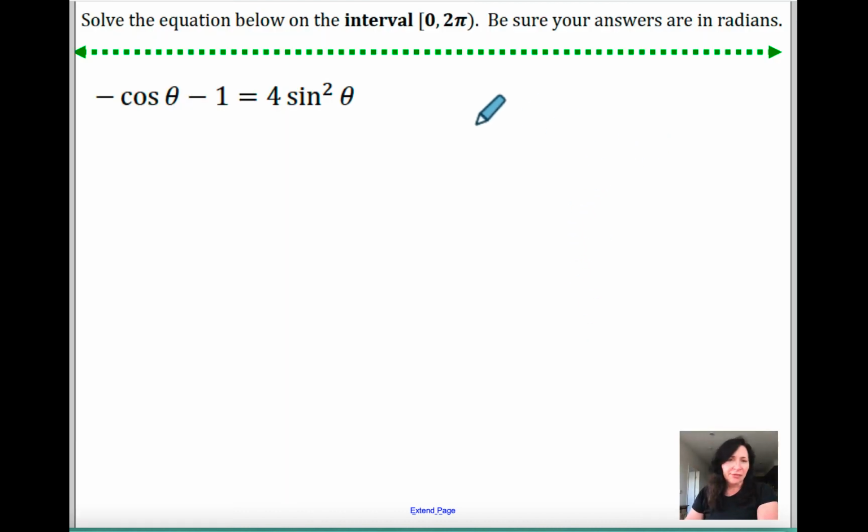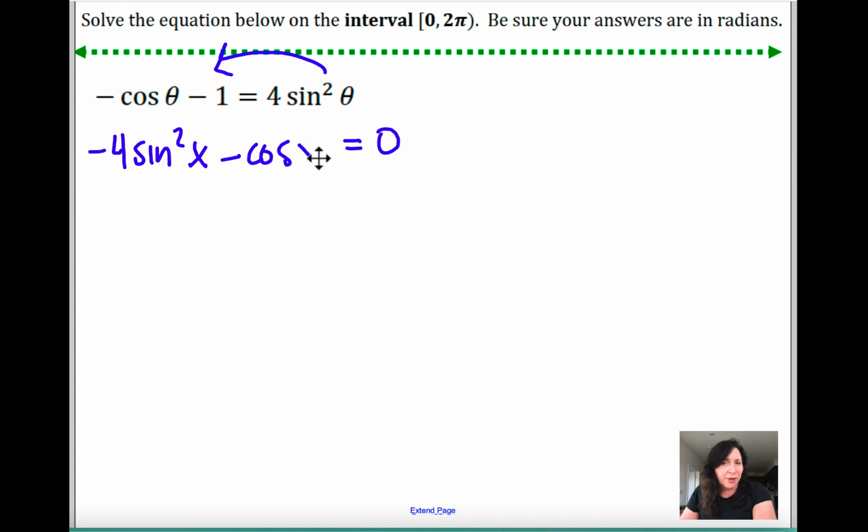We're going to do another one of these. Same thing again. This is a quadratic. I'm going to move this over to the other side because if something is quadratic, you do always want to set it equal to 0. So I have negative 4 sine squared of x minus cosine of x minus 1 equals 0.